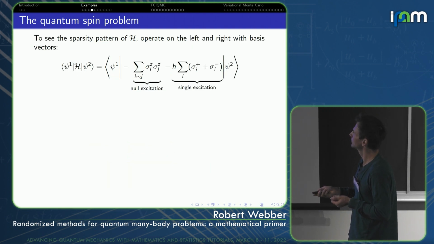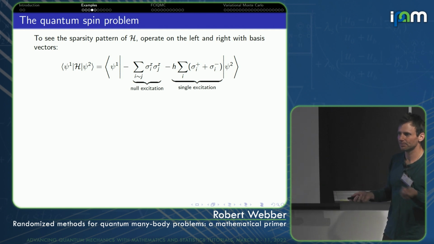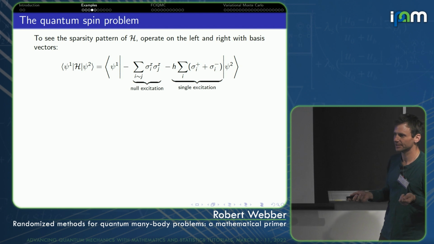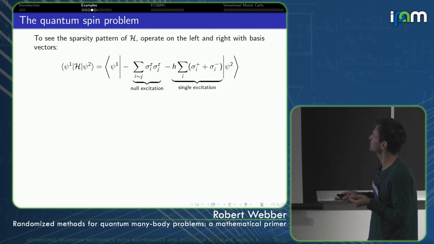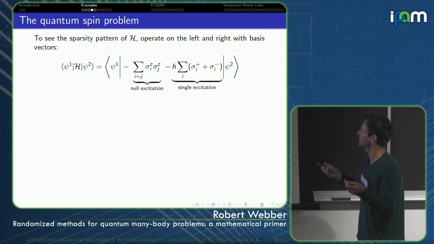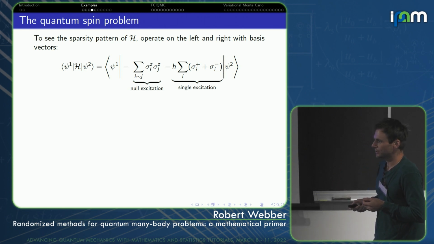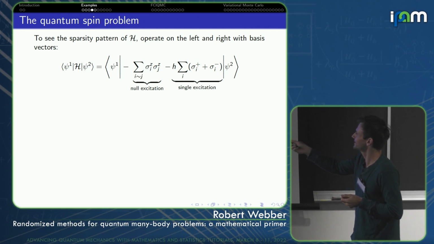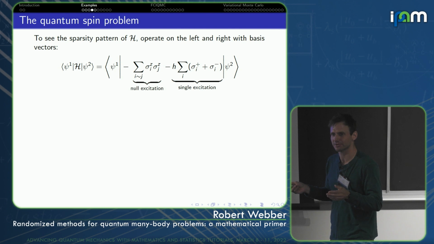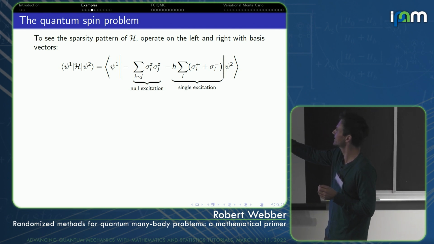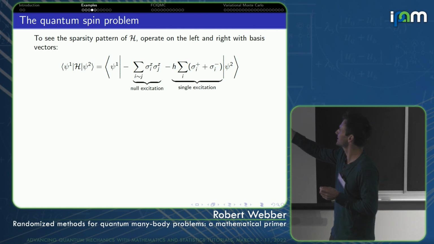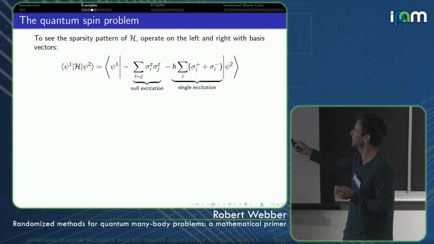So this is cool because you're starting to see these simple linear operators that you can understand. You can understand their action on the basis set. And you can see the sparsity pattern of H by operating on the left and the right with basis vectors. Here, this might not be the standard terminology for spins, but it connects to the electronic structure part later in the talk. I'm calling this first term the null excitation operator, and the second term the single excitation operator.